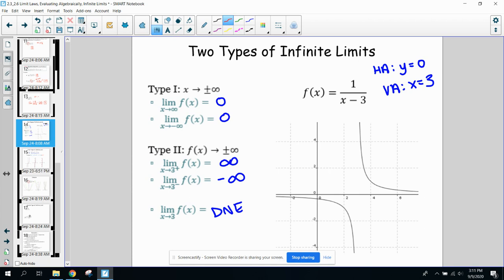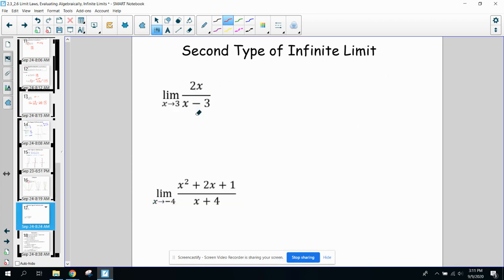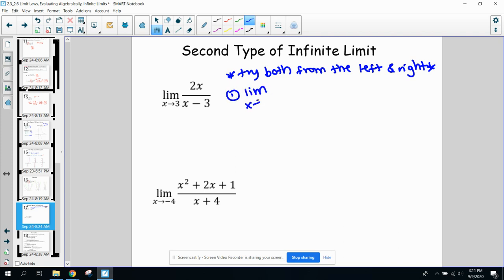When you don't have a graph, and you need to use just the function, you want to make sure that you're trying values on each side of the value it's going to. So I'm just going to make a little note here: we have to try both from the left and the right. What I mean by that is I'm going to break this up into two different limits. First I'm going to look at the limit as x approaches 3 from the right. It doesn't matter if you do the right first or the left first.